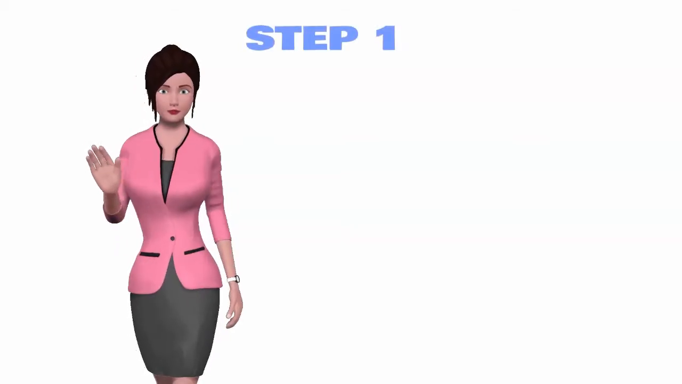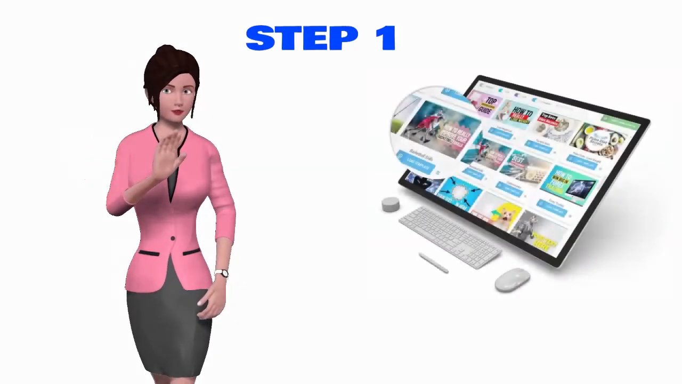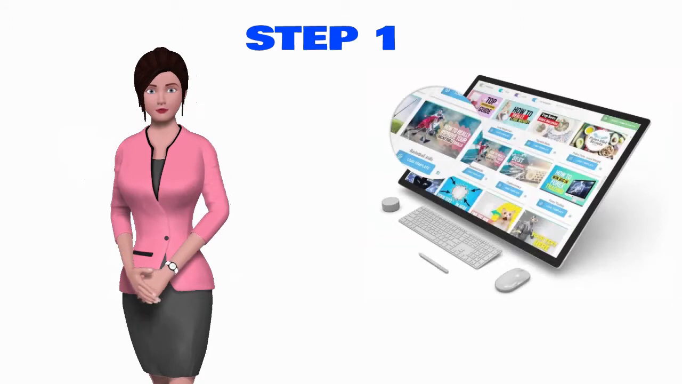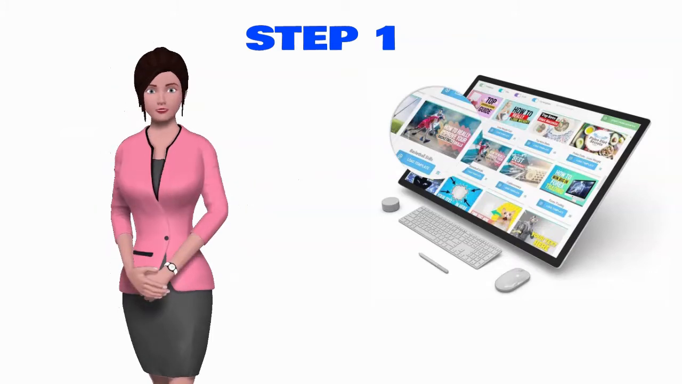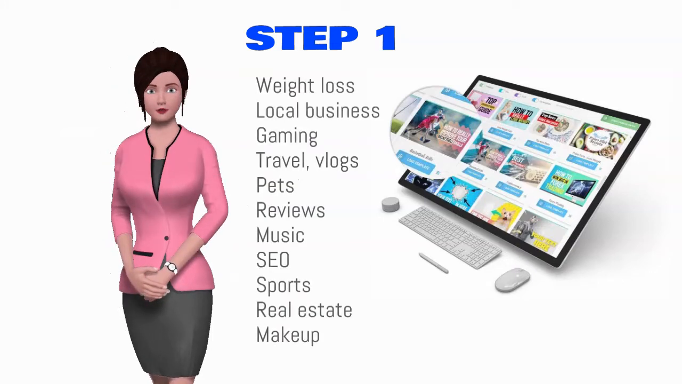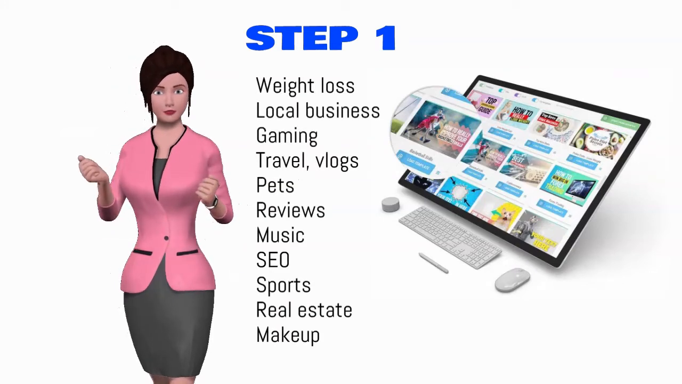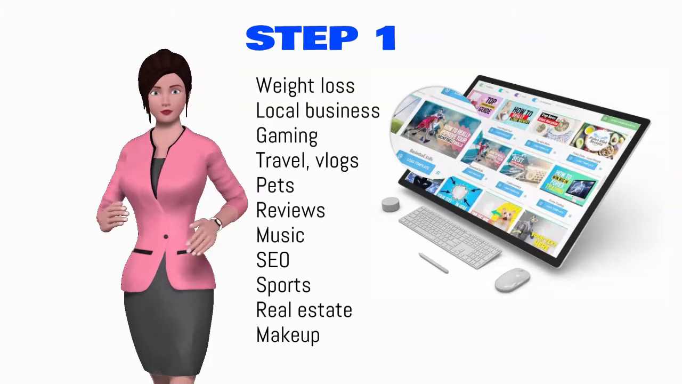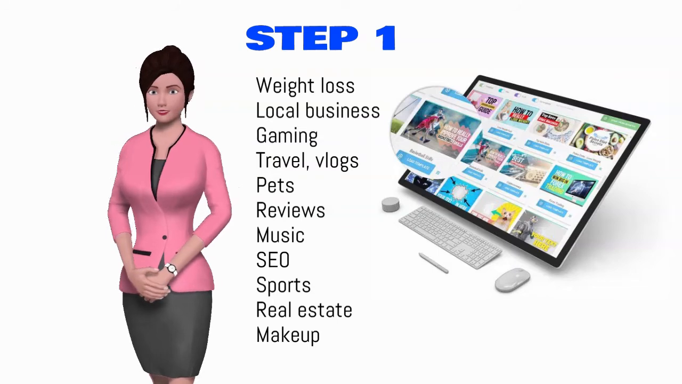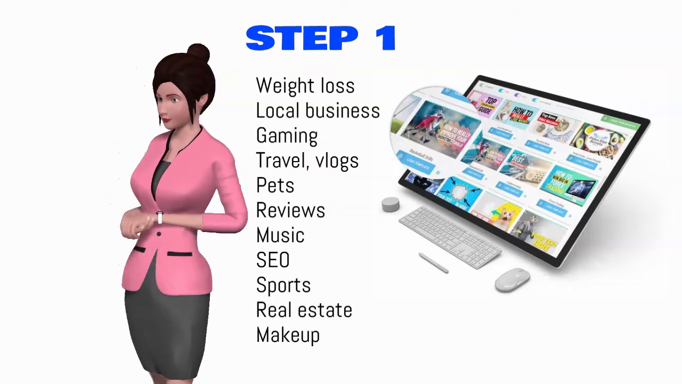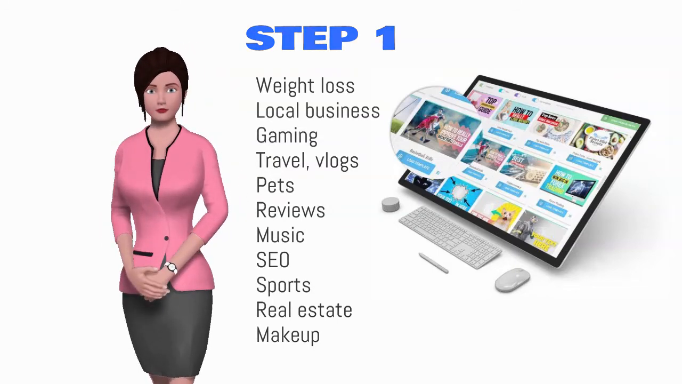Step 1. Select one template, or let the AI choose a template for you. Thumbnail Blaster comes with over 30 thumbnail templates across multiple niches: weight loss, local business, gaming, travel, vlogs, pets, reviews, music, SEO, sports, real estate, makeup. You name it. We've got you covered.